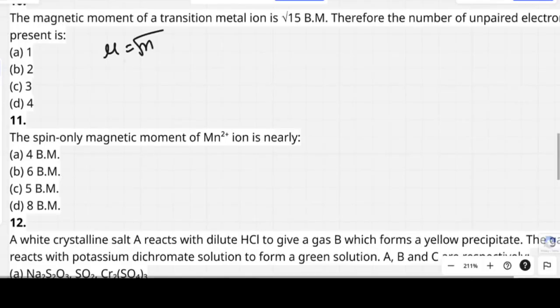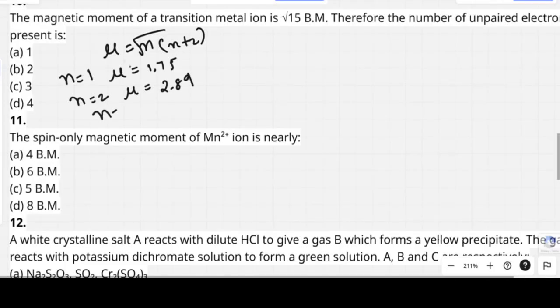It is the square root of n into n plus 2. See here, the magnetic moment mu: if the number of unpaired electrons n is equal to 1, mu is 1.75. If n is equal to 2, substituting 2 here, 2 plus 2 is 4, 4 twos are 8, square root of 8, which is 2.89. N is equal to 3.